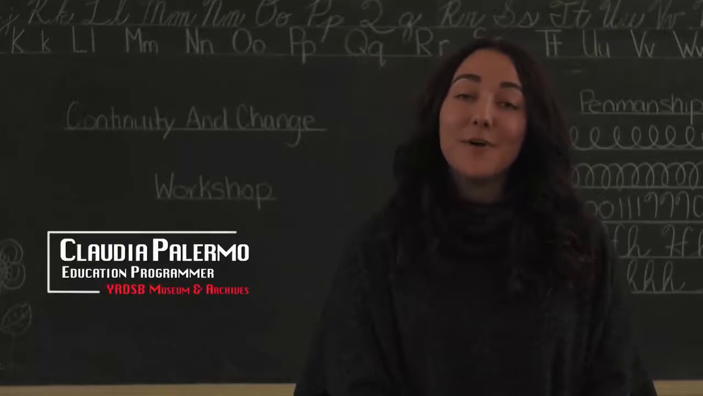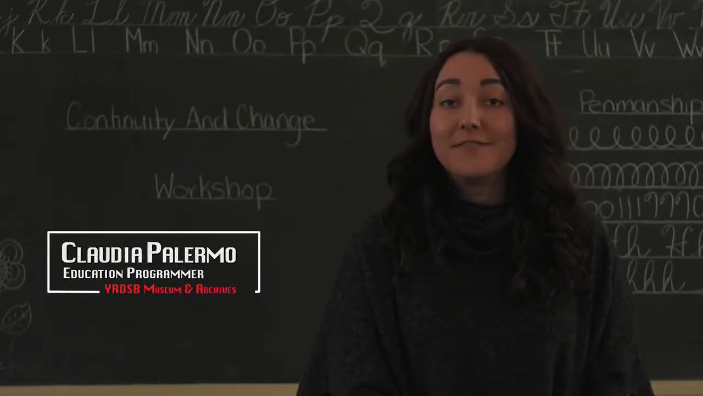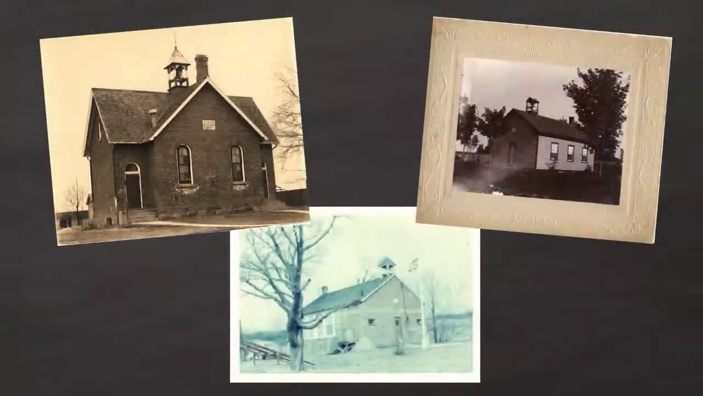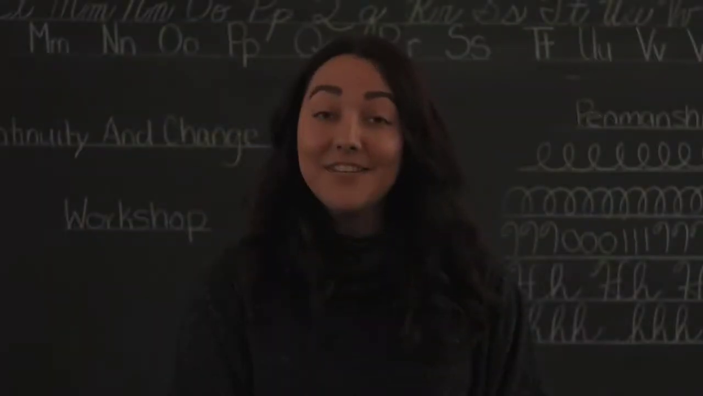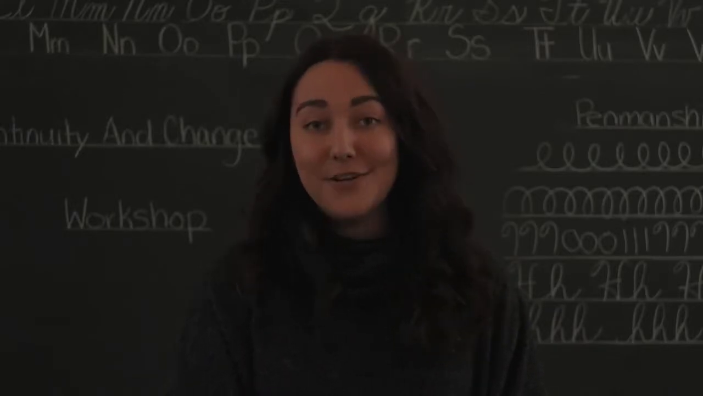Hi everyone, and welcome back to part 4 of our series where we will be looking at the topic of continuity and change. For the next little segment, we are going to be looking at 3 images from the museum's collection. Now, these images are 3 different schoolhouses, and we're going to be talking about which schoolhouse is the oldest and which schoolhouse is the youngest. Now that you've had a moment to look at the 3 images, let's put them in order of oldest to newest.